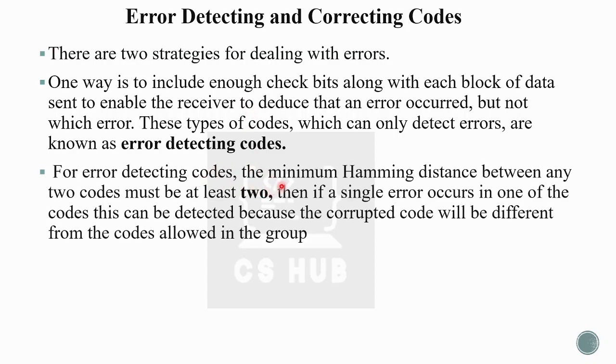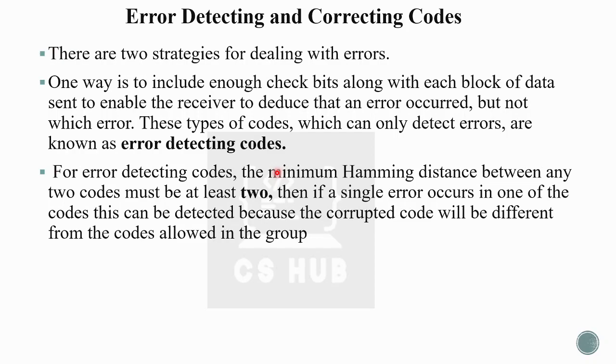For error detecting codes, there is a criterion. The minimum Hamming distance between any two codes must be at least 2. Then, if a single error occurs in one of the codes, this can be detected because the corrupted code will be different from the codes allowed in the group. To make it happen, in case of error detecting codes, we need the minimum Hamming distance between two codes to be at least 2. We know what a Hamming distance is; we have already discussed it in our previous classes. We need a minimum Hamming distance of 2 in case of an error detecting code.